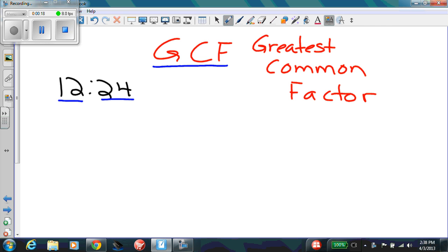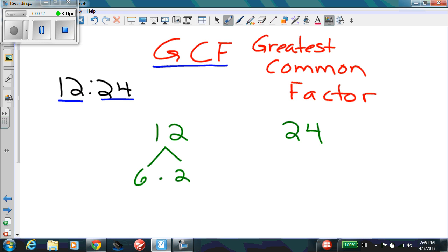And if you can find the greatest common factor, then you can divide each number in the ratio by that greatest common factor. So one of the things that you can do to find the greatest common factor is use a factor tree. So I'm going to take a look at the number 12 and the number 24. 12, what two factors can be used to create the number 12? Well, you can do 6 times 2. All right, well, can you factor these any lower?